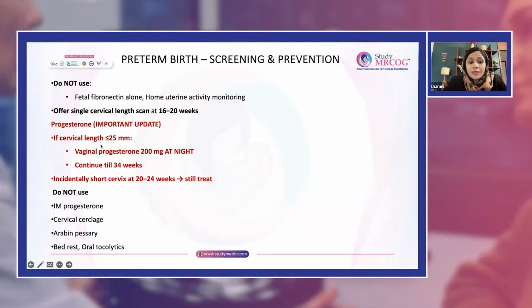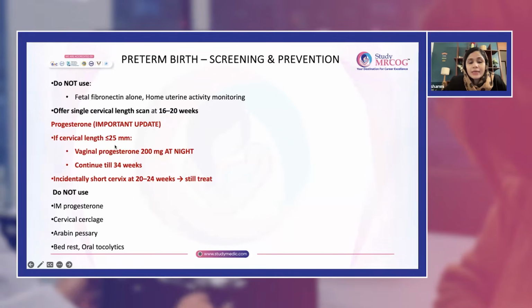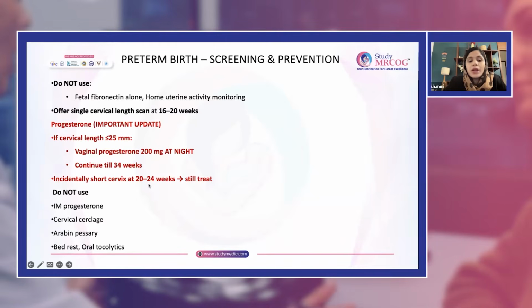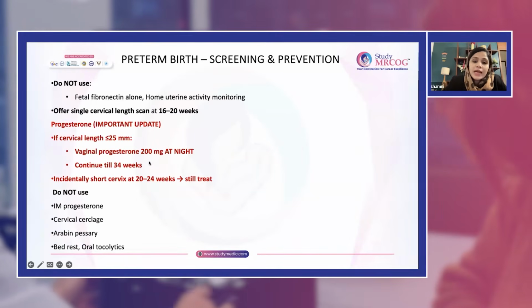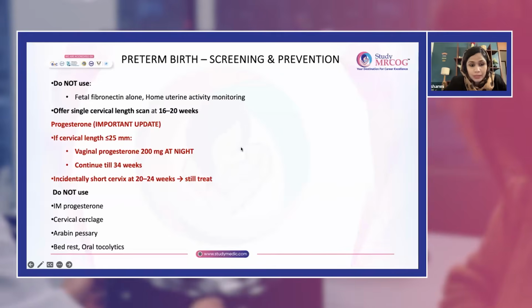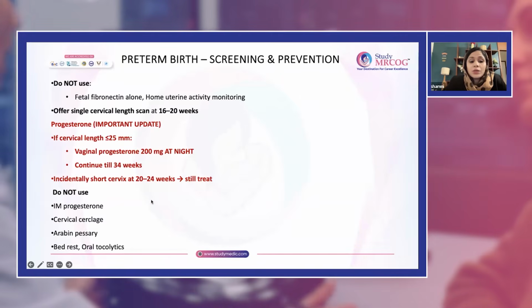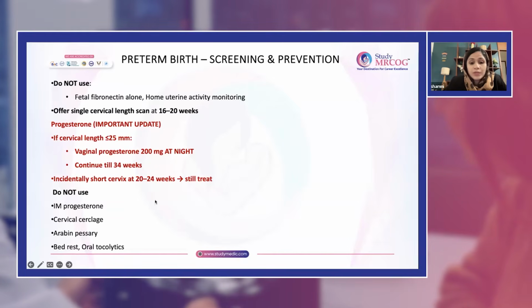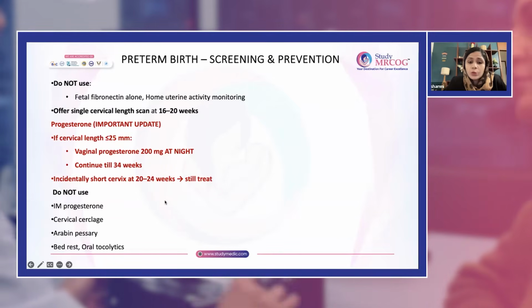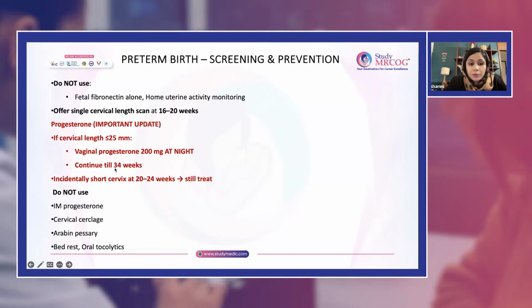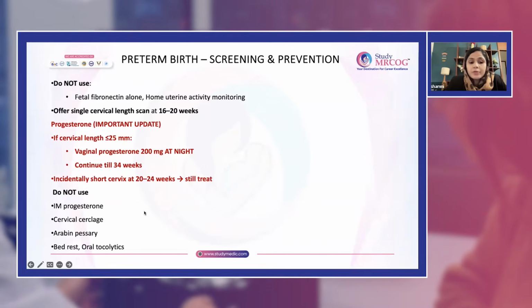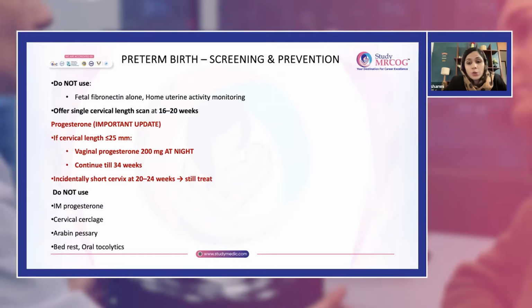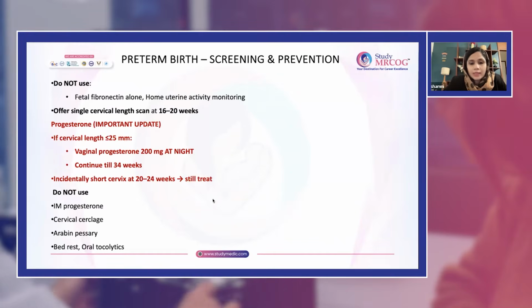And if at all the cervical length is less than or equal to 25 mm, we will be offering vaginal progesterone 200 mg at night. This has to be continued till 34 weeks. Incidentally, short cervix at 20 to 24 weeks also we can offer vaginal progesterone. So don't forget this. Only vaginal progesterone. We should not offer IM progesterone or cervical cerclage or Arabin pessary, rest, tocolytics. Nothing is needed. Only vaginal progesterone.